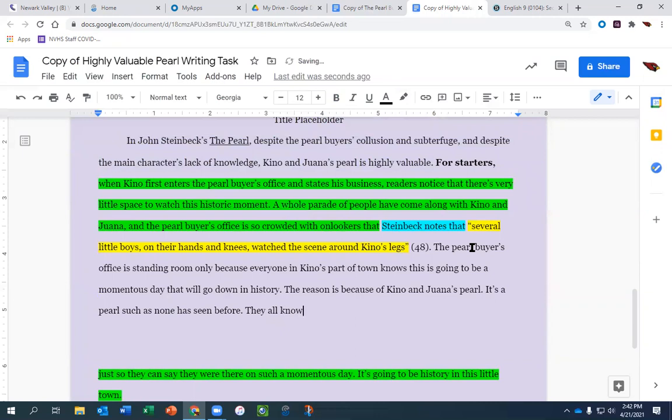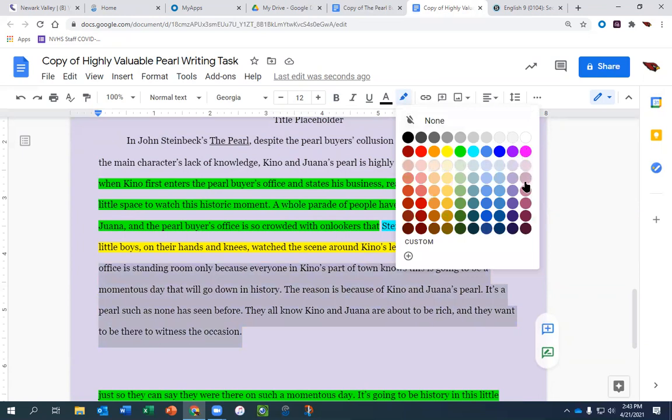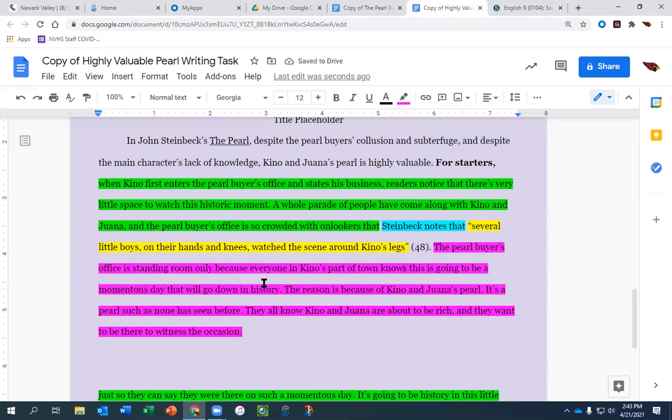They all know Kino and Juana are about to be rich. And they want to be there to witness the occasion. I mean, I'm getting to the idea that it's highly valuable. Juana and Kino are about to be rich, and people want to see it. I don't know how good this lead-out is on the first try. It's okay. My initial thought is, it's okay. It's pretty good so far. But of course, this is just my first stab at it, so to speak.